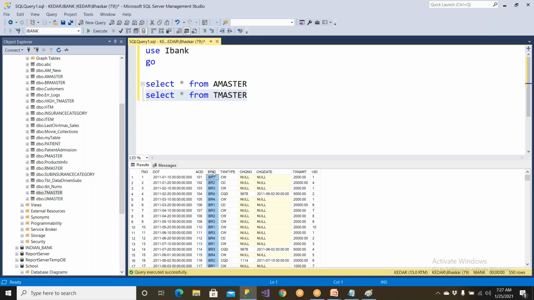A branch in which you're doing the transaction: you can open the account in one branch, and go to one more branch and do the transaction. If you want a check deposit, you can go to any other branch, or for a cash withdrawal, you can go to any other branch. So there is the branch ID, cash deposit, cash withdrawal, check deposit. If it is a cash deposit, the check number and check date are null. And what is the transaction amount?